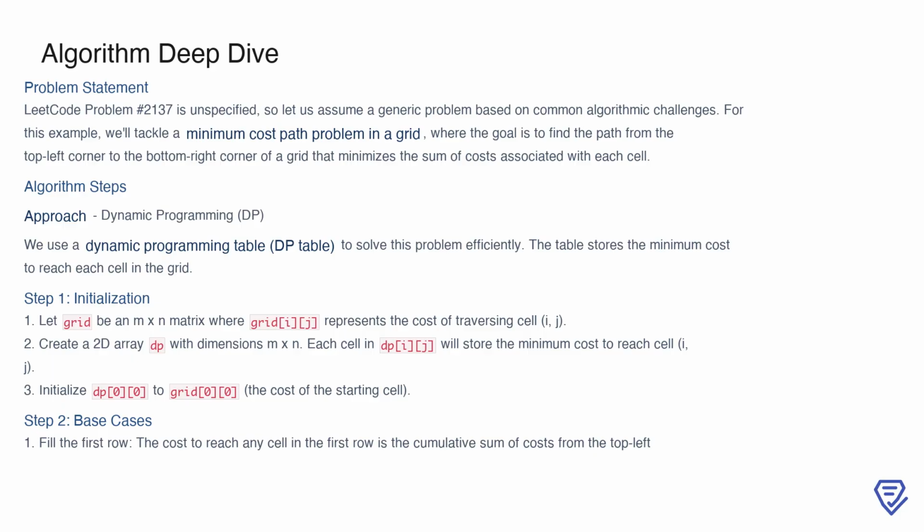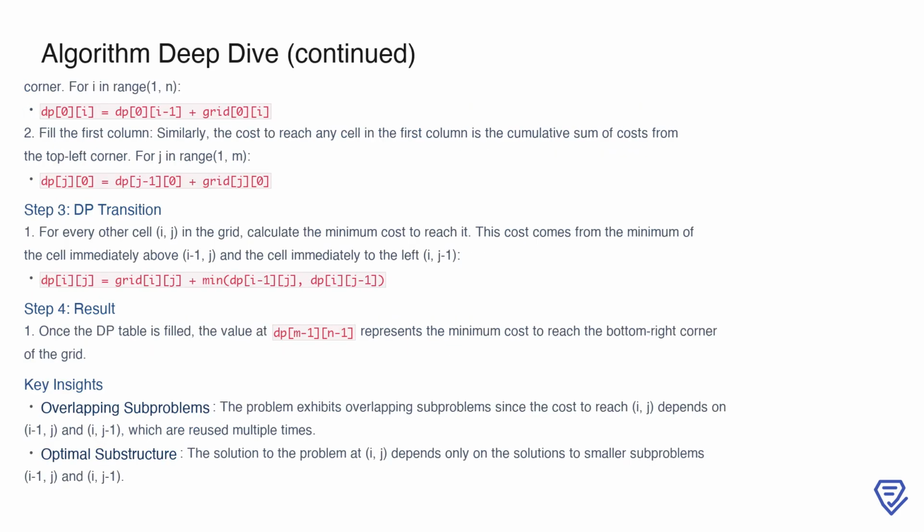For the base cases, we compute the cumulative costs along the first row and the first column since there is only one way to reach those cells, from left to right for the row and from top to bottom for the column. For the first row, the cost to reach any cell is simply the cumulative sum of costs from the top left corner. Specifically, for each cell in the row, we add the cost of the current cell to the cost of the cell to its left.